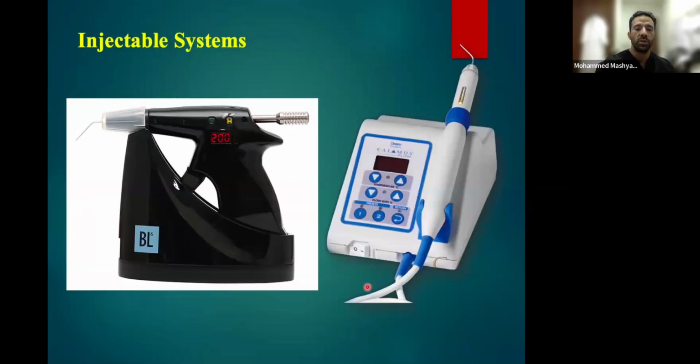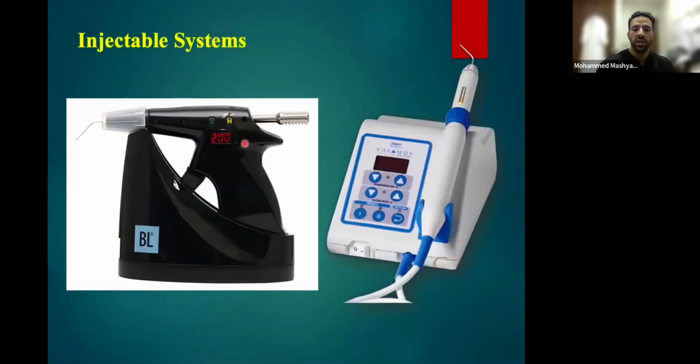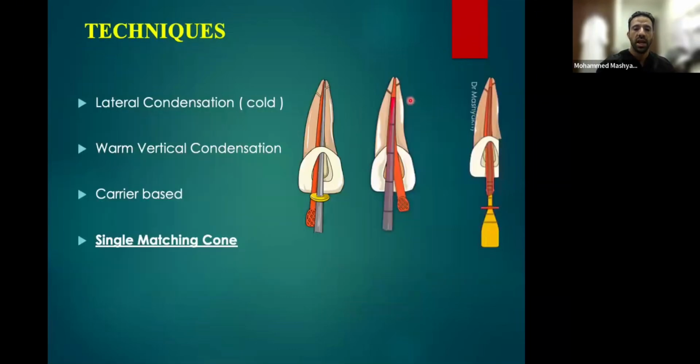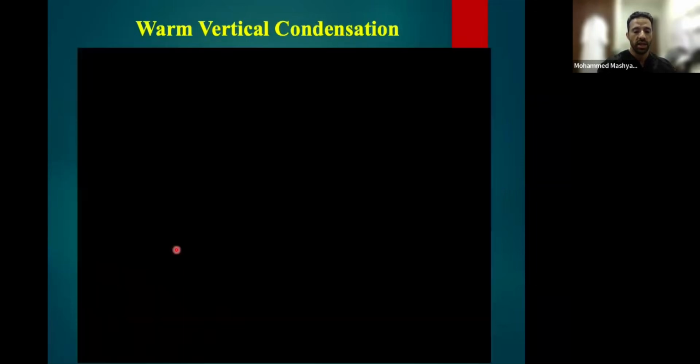These are the injectable materials, like Calamus, and there is Obtura, there is BNL, so many systems that you can put the gutta-percha pellet in and inject into the root canal system. As we can see here, and everybody knows, there is either lateral condensation technique, warm vertical condensation, and carrier base. And also we can show you single matching cone, which is the one I'm using and so many people are using these days. This is lateral, everybody knows. I will show you here how the other systems look.